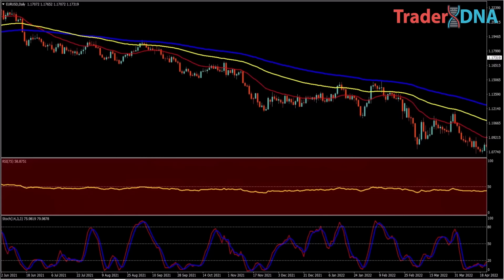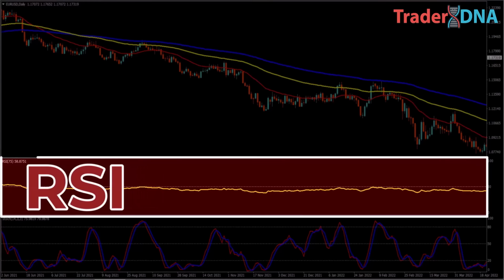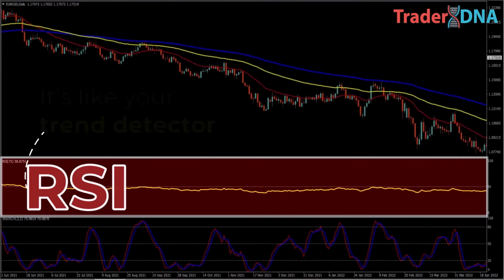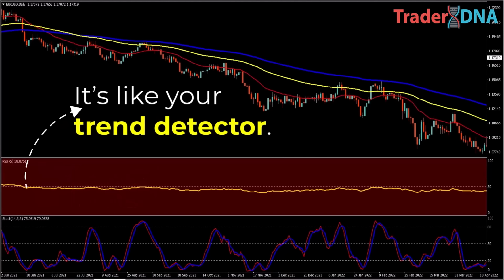So what tool do we use for this? It's called the RSI, the Relative Strength Index. And this little indicator, it's like your trend detector. It tells you whether the market is still running strong or starting to run out of steam. It's simple, it's visual, and it's powerful.